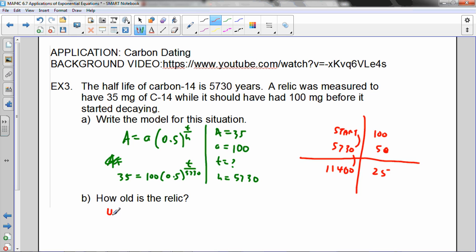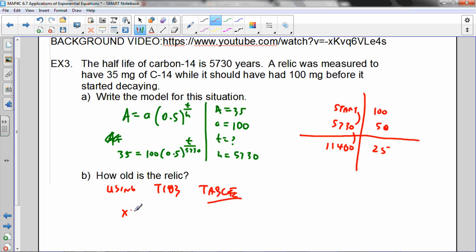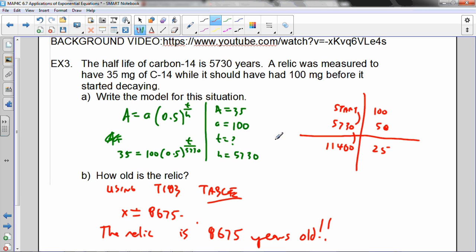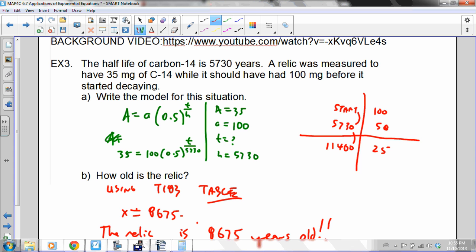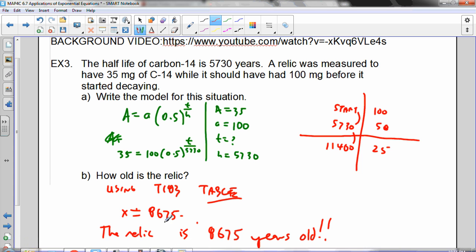So over here, I'd say using the TI-83 table, x is about 8675. That means the relic is 8,000 years old. That's pretty cool. And this is how they find out how old dinosaur bones and stuff like that is. That's what you saw in the background. All right, that's it for the unit. Lots of homework today, and then review next day, and then the test shortly thereafter.